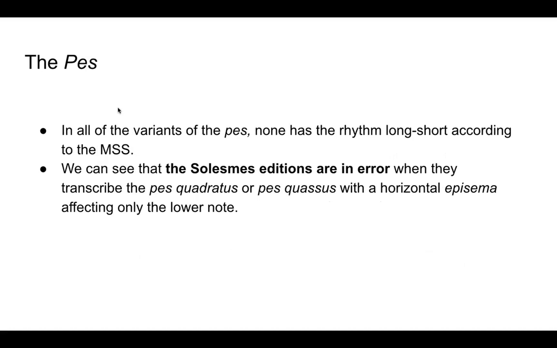Notice that in all of the variants of the pes we explored, none of them have the rhythm long-short, according to the ancient manuscripts. And this is a main error made by Solesmes. Solesmes interprets the bottom note of both the pes and the clivis, as we'll see in a bit, as being long. So there's a horizontal episema affecting only the lower note, and that is a major error that Solesmes makes.